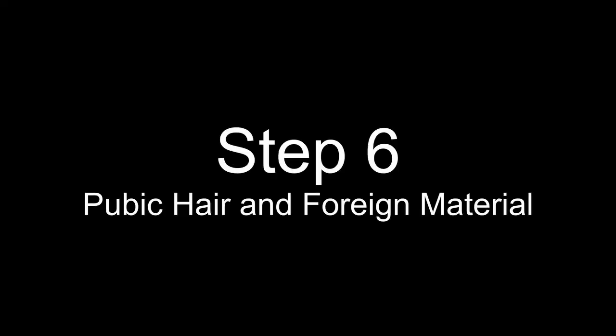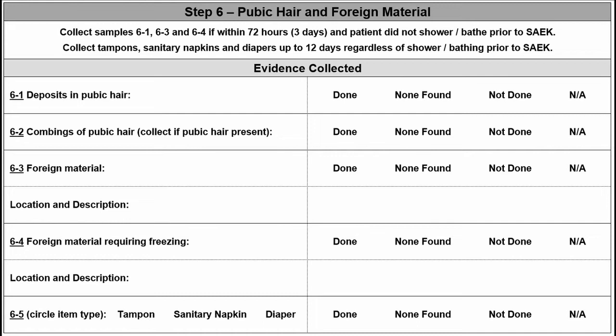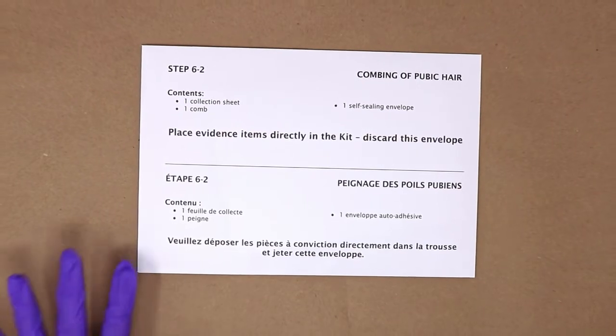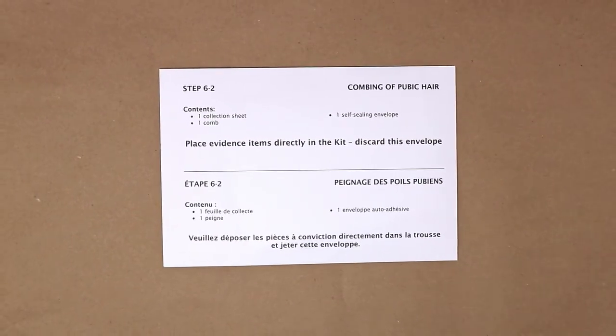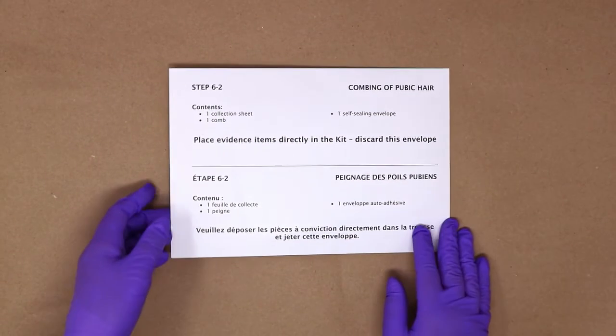Step 6, pubic hair and foreign material. Items for the collection of 6-2 are found within the core kit. Item 6-2, pubic hair combing. This should always be collected whenever pubic hair is present. The 6-2 envelope contains a collection sheet, a comb, and a self-sealing envelope.